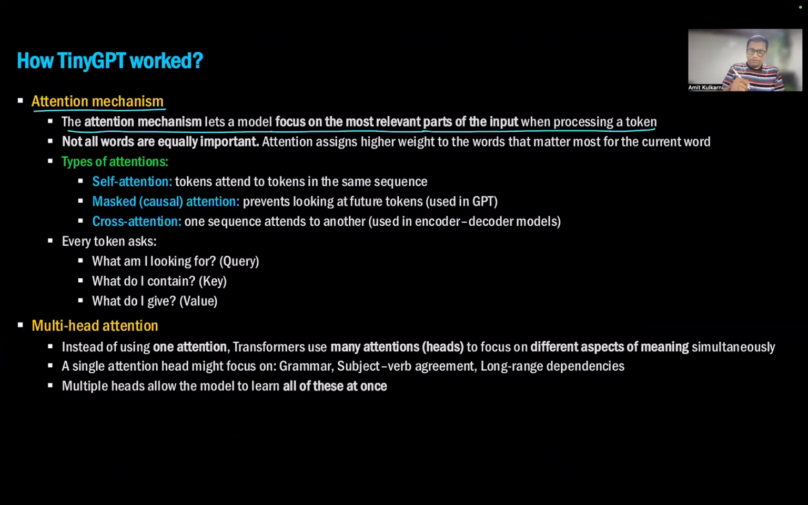How does it work? How does the attention mechanism go about giving you the output? Not all words are equally important. Attention is the one which is going to give higher weight to the word that is very important. Like I said, deposit is a very important word to understand the meaning of bank. So it gives higher weight to deposit, and then it understands the meaning of bank not as a river bank, but as a financial institution bank.